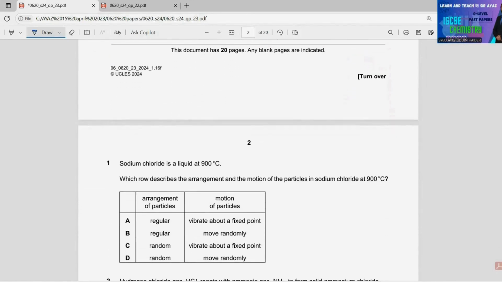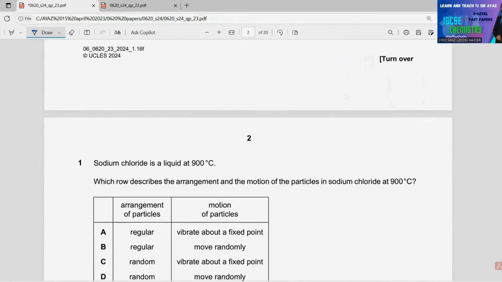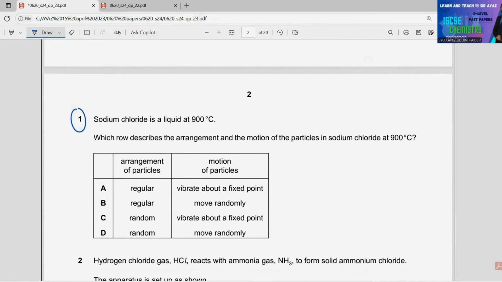Here's question number 1. Sodium chloride is a liquid at 900 degrees centigrade. Which row describes the arrangement and the motion of the particles in sodium chloride at 900 degrees centigrade? So if sodium chloride is in a liquid state at 900 degrees centigrade, you can't have a regular arrangement of particles. So both A and B are incorrect. Either C is correct or D is correct.